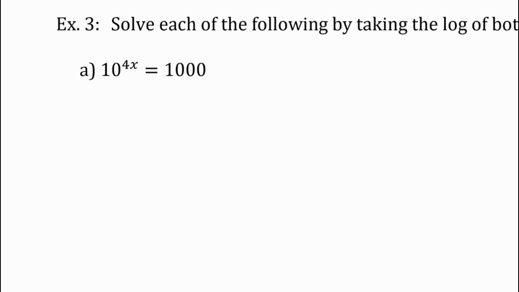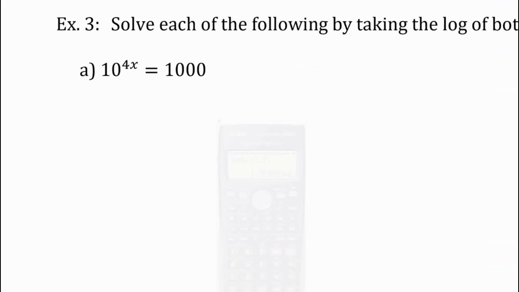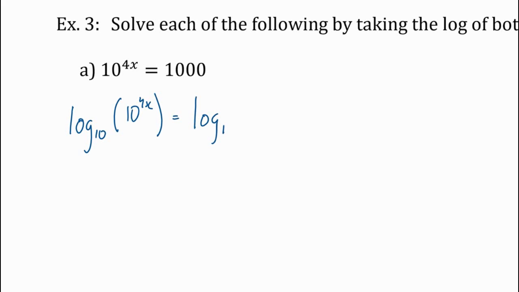So back in the day, when calculators didn't have this fancy button where you can enter your own base, they all only had the plain log button. You would always choose log base 10. So that's what we're going to do. But these days, there may be situations where you would choose a different base and not 10. So that means I do log base 10 of 10 to the 4x equals log base 10 of 1,000. So that's what it looks like to take the log of both sides.